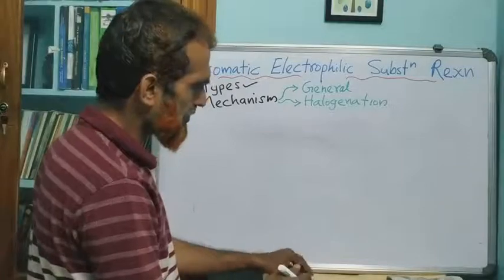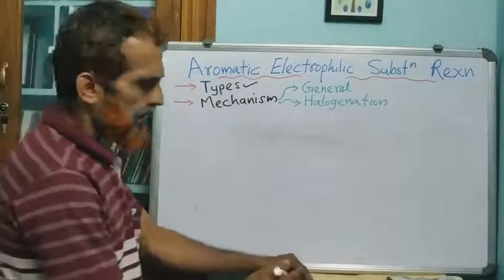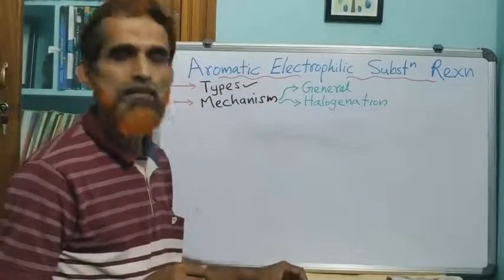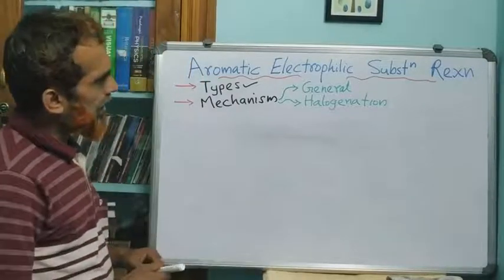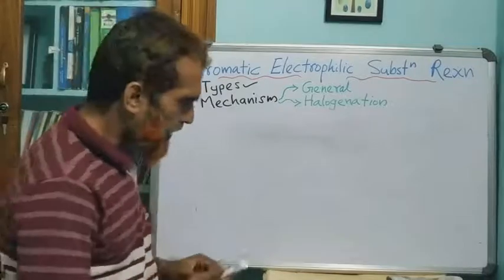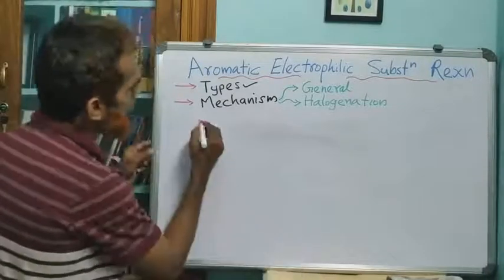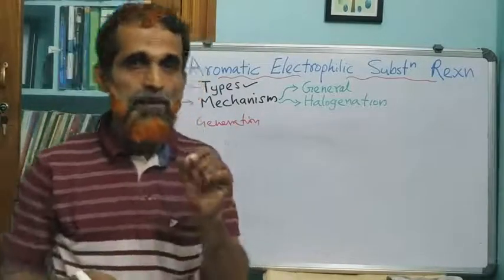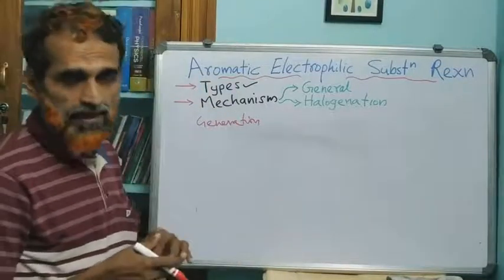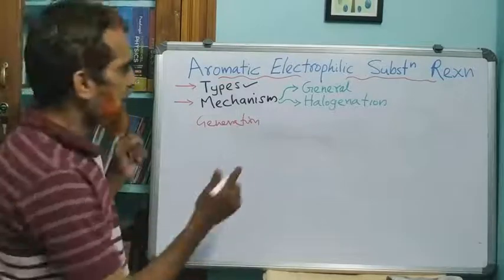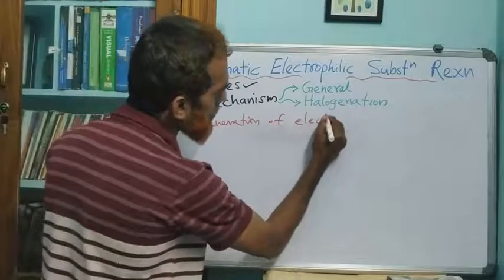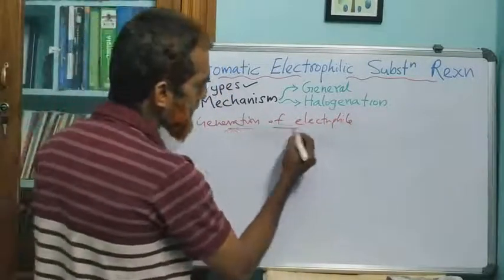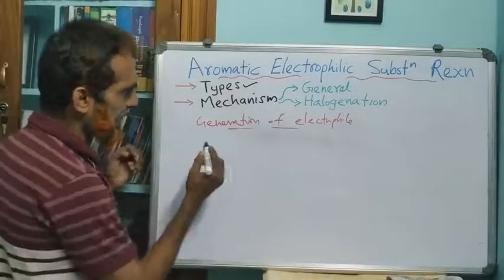General mechanism. See, the mechanism involves 2 steps, right? There are 2 steps in this reaction mechanism. Before we consider the 2 steps, first of all we'll write what is called generation of electrophile. In this mechanism, the first step is the attack by the electrophile on the benzene ring. But before that, we should show what the electrophile is. So, generation of electrophile is to be shown first to explain the reaction. So, let us show generation of electrophile in general.